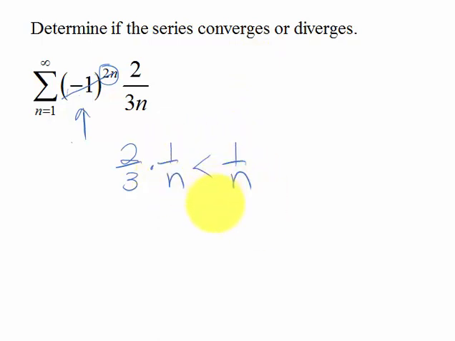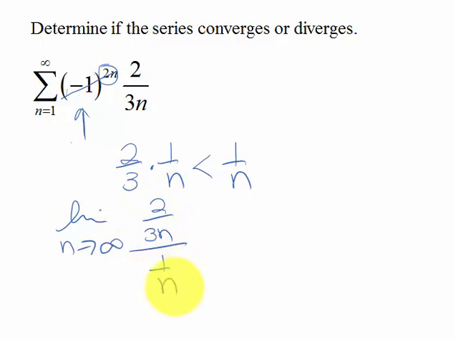So the inequality is going the wrong way for using the comparison test, because I know this one diverges and I would have needed to show that these terms are less than these. Since the inequality is going the wrong way, we are going to use the limit comparison. So we're going to look at the limit as n goes to infinity of 2 over 3n over 1 over n. Now let's see what we can do to simplify that.